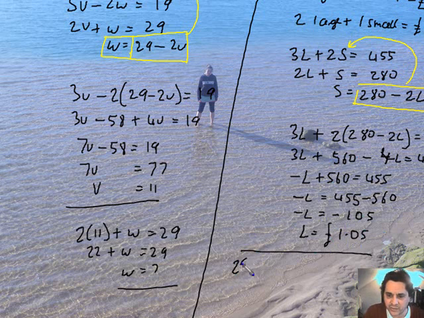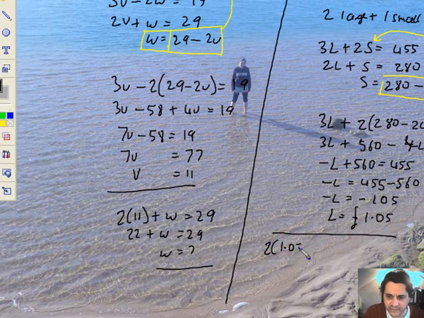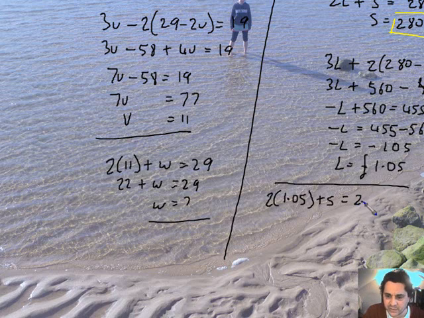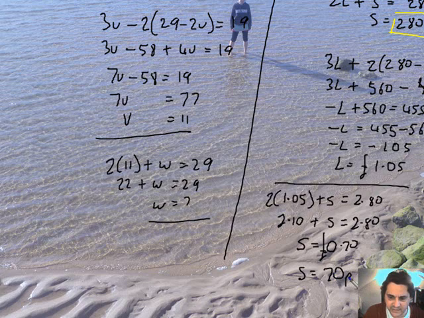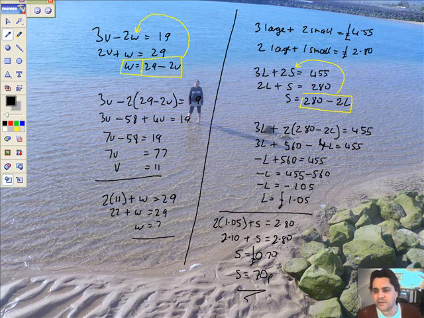So here I go. I've got 2 lots of £1.05 plus a single small loaf, which is that equation there, will come to £2.80. So that is £2.10 plus a small loaf comes to £2.80. I can see straight away a small loaf is going to be the leftovers, which is basically 0.70 pounds, or let's go 70p for a small loaf. Alright, small loaf 70p, large loaf £1.05.